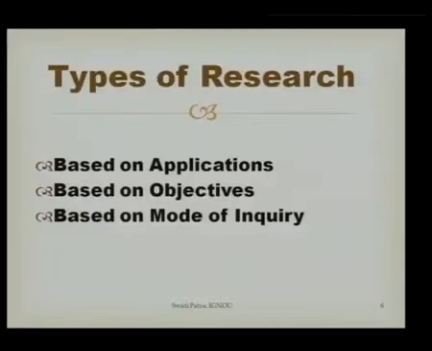Now, in the context of describing the why of research, we can focus on the different types of research. Okay, because when we talk about research, let us know what the different types of research are. Mainly, based on applications, we can divide research into two types, then based on the objectives, we can have four types of research, and finally based on the mode of inquiry, we can have three types of research. Now let us discuss each of these one by one.